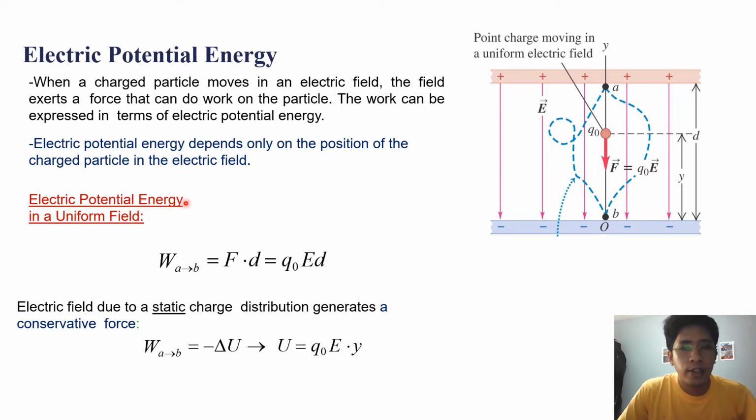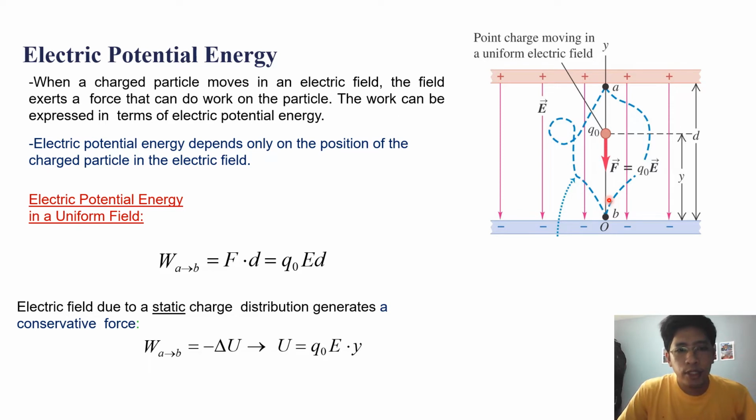Now, the electric potential energy depends only on the position of the charged particle in the electric field. That is, however you move in your electric field, whether it is directly from A to B downwards, or you move this way, or in this way, the electric potential energy depends only on the position. So it just depends on A and B.